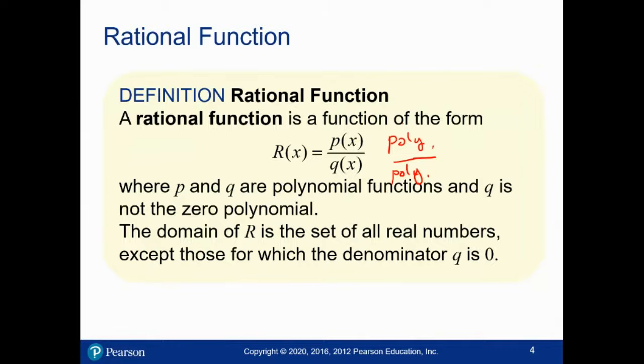Now, the domain of the polynomial in the numerator is everything. The domain of the polynomial in the denominator is everything. So what's the domain of the ratio? Everything except where the denominator is 0, because you're not allowed to divide by 0. So the only obstruction here is you don't want to divide by 0.